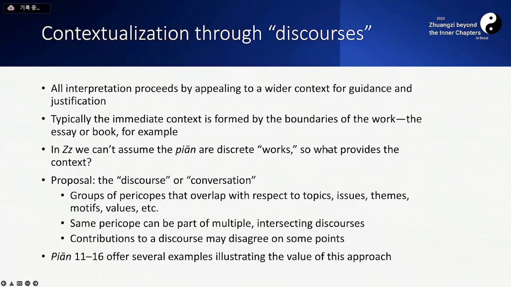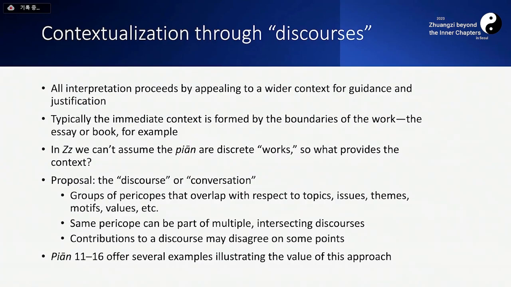Okay, so the third major feature of the approach I recommend is how I propose to contextualize the various pericopes that we study. All interpretation proceeds by drawing on contextual clues and by appealing to a wider context for guidance and justification. And in much interpretation, the immediate context we're going to look to in interpreting brief units of text is the coherent whole of which they are parts and the subdivisions of that whole. So in the case of a modern book, it's going to be the book and the chapters of the book.